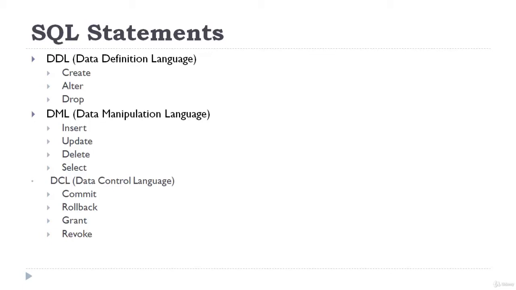Data control language is used to perform some transactions. If we want to make our changes permanent in the database, we can use the commit command. And to undo those changes, we have the rollback command. To assign privileges or rights to different users, a database administrator can use the grant command. And to take back those rights or privileges from the user, we can use the revoke command. In this course, we will use all these statements one by one to perform different database operations.